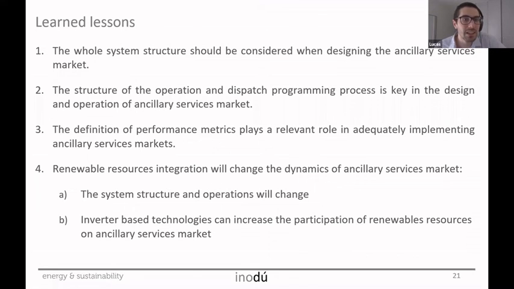Finally, with the integration of renewable resources, a change is expected in the dynamics of ancillary services. On one side, the structure of the system will change. There will be a different transmission challenge and probably the coupling of the systems, the congestions. There will also be a change, not just in the way that thermal resources provide ancillary services, but also in the way those units operate, probably with more changes between operational states.